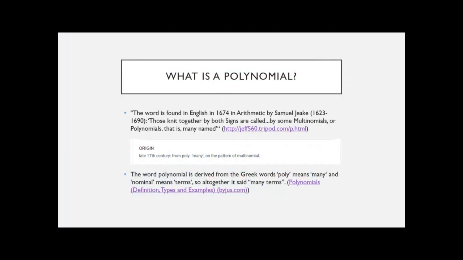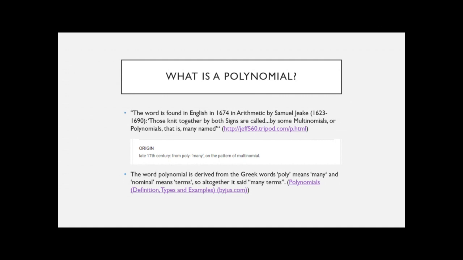I always like to go into some history, just to give you some insight into where these names come from. I did some research into the word polynomial, and it was first used in English in 1674. Polynomials were studied before then, we just didn't have a word for them until then. It comes from Greek. Poly means many, and nominal, I guess, means terms, or many terms.